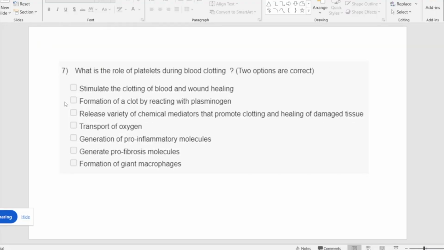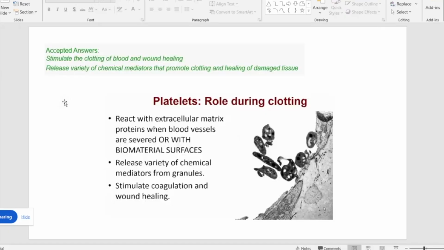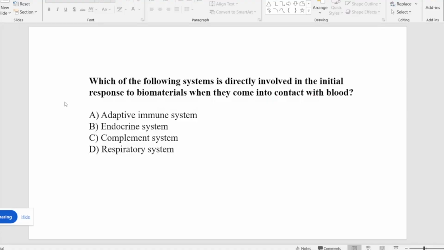Here's the next question. What is the role of platelets during blood clotting? The correct answer would be to stimulate clotting of blood and wound healing and release a variety of chemical mediators that promote clotting and healing of damaged tissues. Next question was, which of the following is directly involved in initial response to biomaterials? The answer would be complement system.